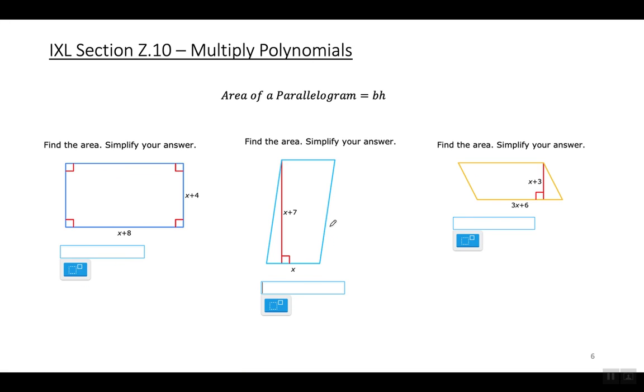Over here in the middle, I'm going to multiply the base times the height. So the area is going to be x times x plus 7. So just distribute the x, and your answer is going to be x squared plus 7x. Very simple.